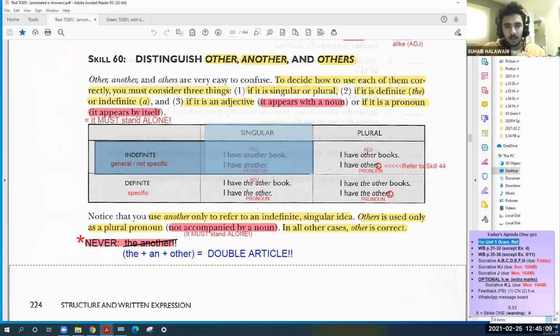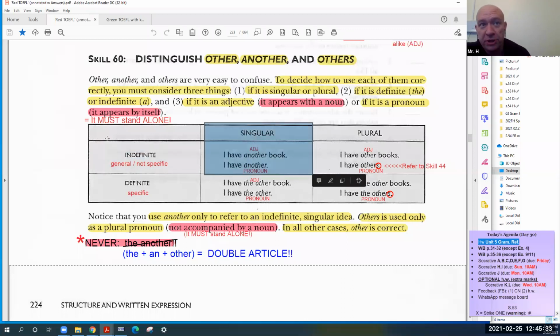The above, it's an adjective because it describes the book. Yes, it describes the book. And the second one, I have another, it's a pronoun. How do you know? It stands alone, exactly. Stands alone.